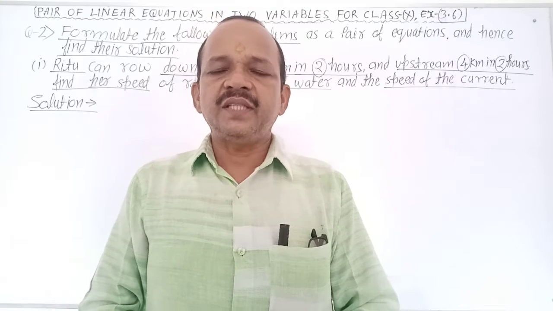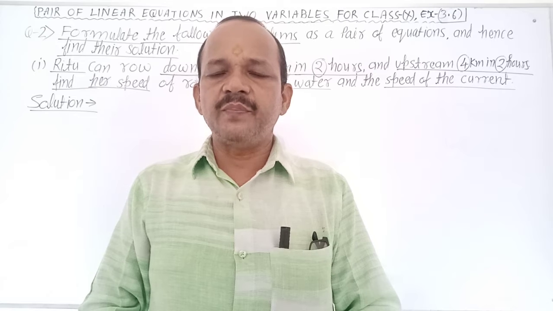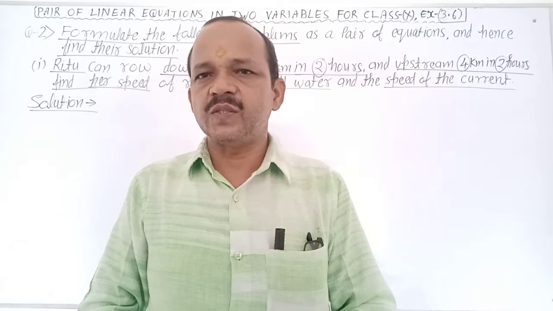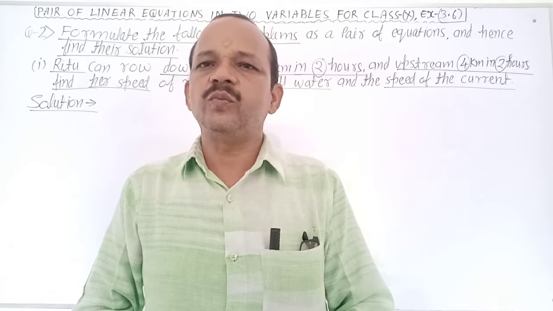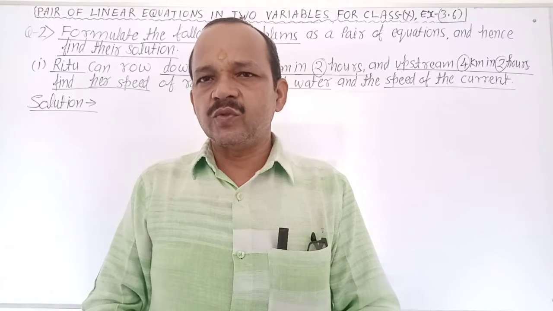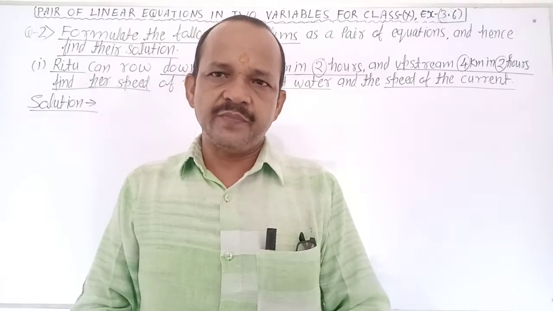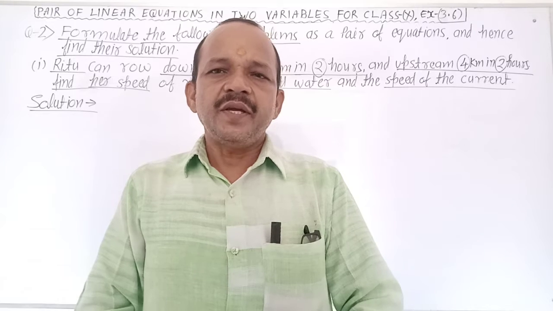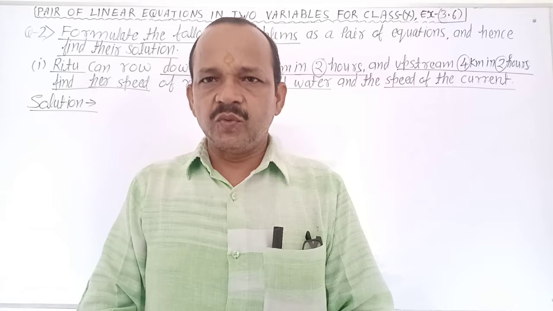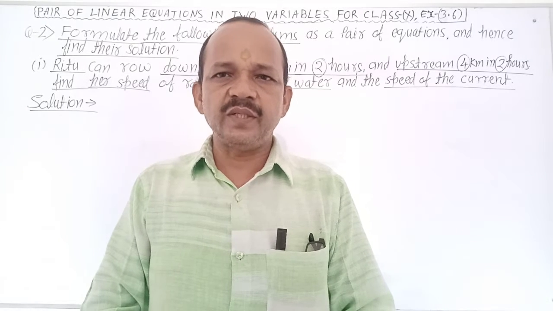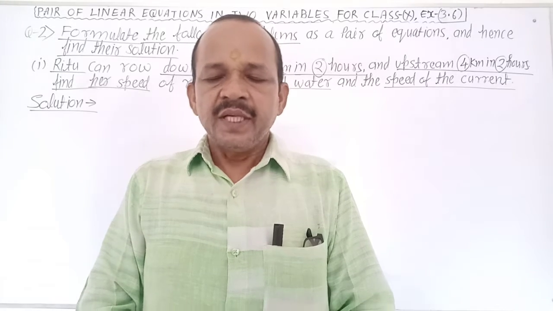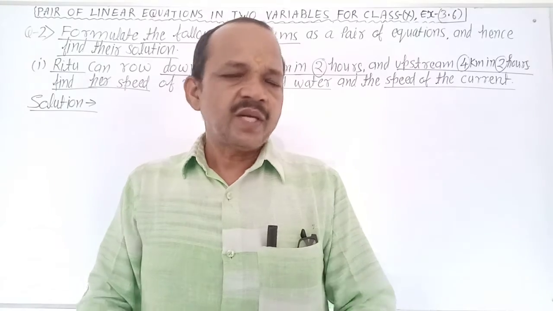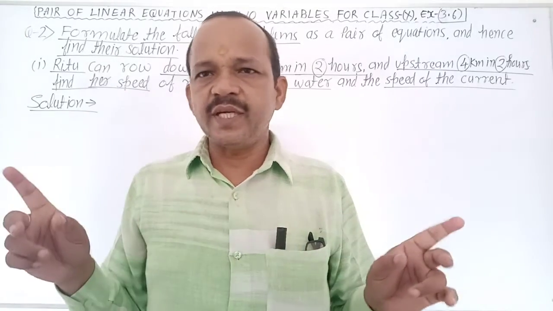Very good. Firstly, I want to describe the form of pair of linear equations in two variables, because you can ask me what is the form of pair of linear equations in two variables. It is new for you, so you can ask questions very easily. a1x plus b1y plus c1 equal to 0 and a2x plus b2y plus c2 equal to 0. It is the form of pair of linear equations in two variables.